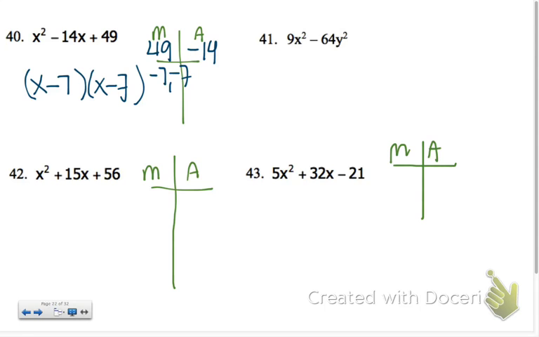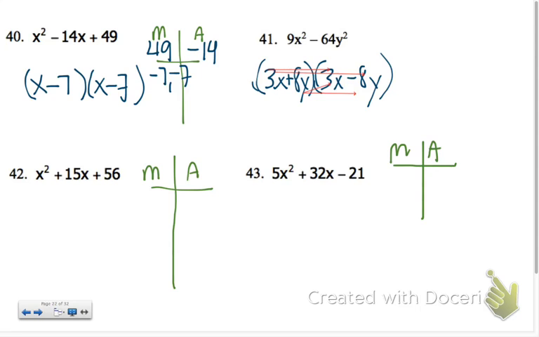Alright, the next one is again the difference of perfect squares. So we're going to have the square root of the first one plus the square root of the second, and then minus the square root of the second. If I were to multiply this all out, so FOIL it out, it would give me back this up here.